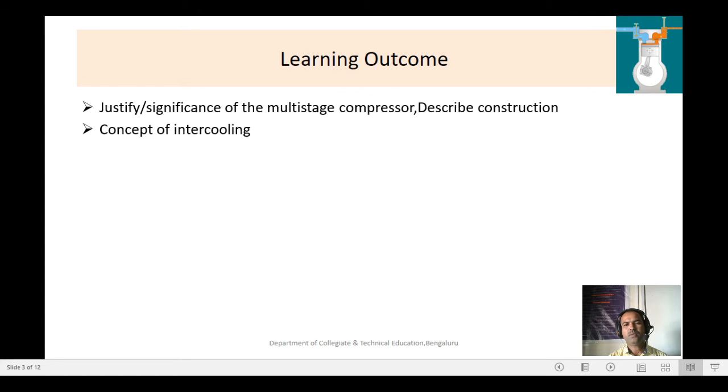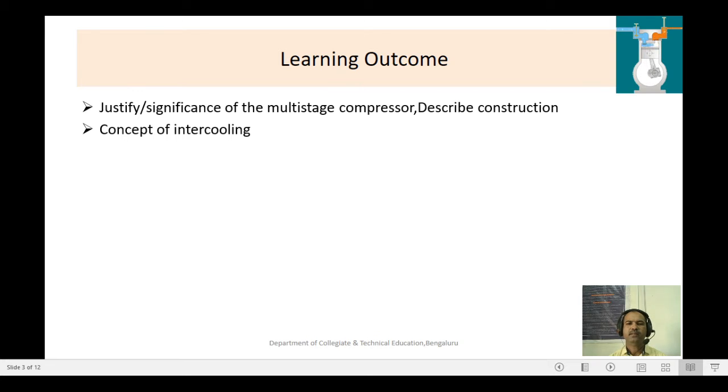So dear students, before starting session 4, let us flashback to what we discussed in the previous class. In the previous class we discussed the working principle and the basic construction of the single stage reciprocating air compressor. Single stage means we are using only one cylinder. Reciprocating means the piston moves up and down, and the air is compressed from low pressure to high pressure. So it is called a single stage reciprocating air compressor.